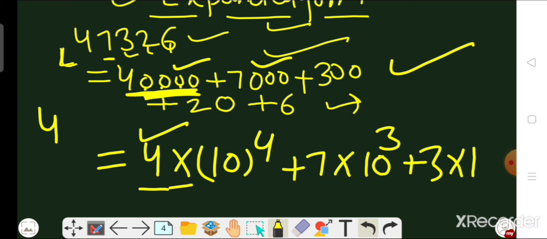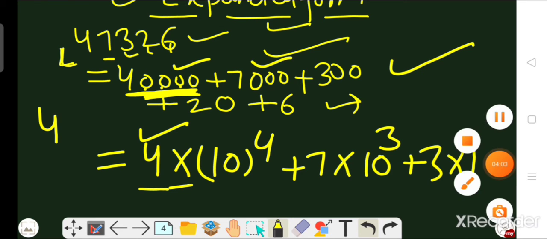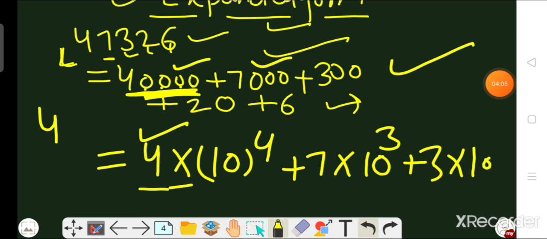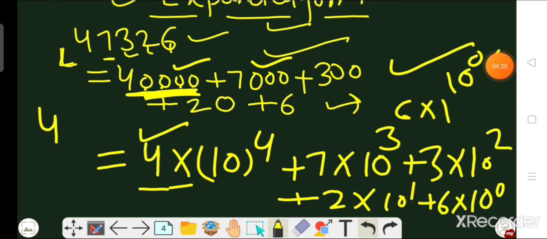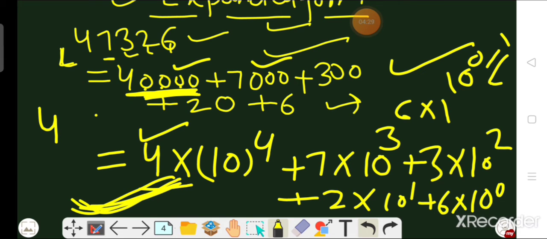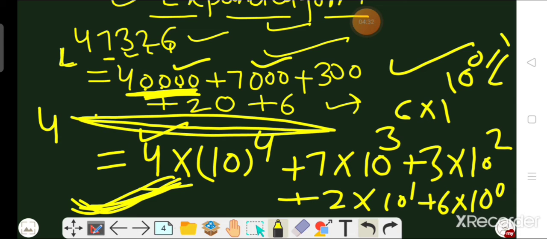Plus 3 multiplied by 10 raised to the power 2, and plus 2 multiplied by 10 raised to the power 1, and plus 6 multiplied by 10 raised to the power 0, because beta, 6 can be written as 6 multiplied by 1, and we know that 10 raised to the power 0 is equal to 1. So this is the exponential form of the decimal number, and this is the expanded form of the decimal number.